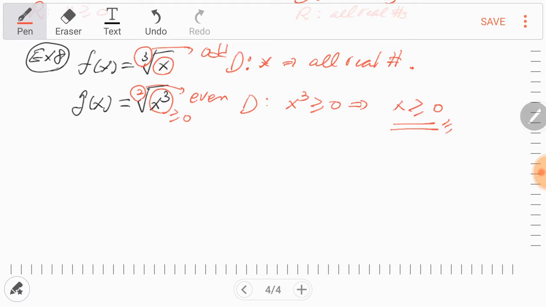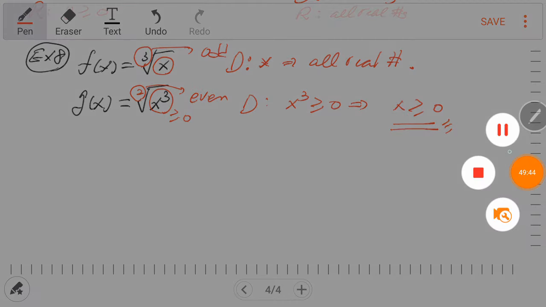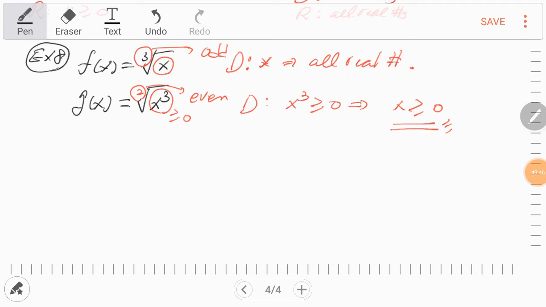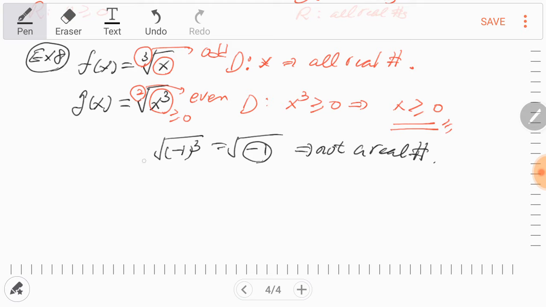So if x is a negative number, let's say negative 1, then the square root of negative 1 cubed is the square root of negative 1. Since this is negative, it is not a real number. So in order for the square root of x cubed to become a real number, x cubed has to be greater than or equal to 0. So x has to be greater than or equal to 0.